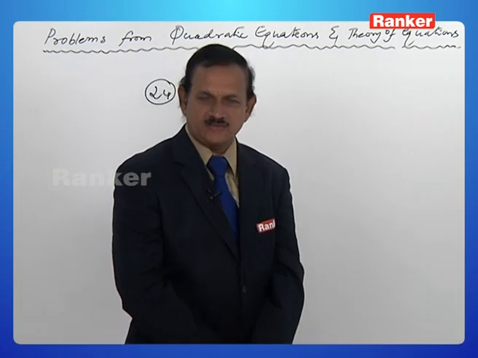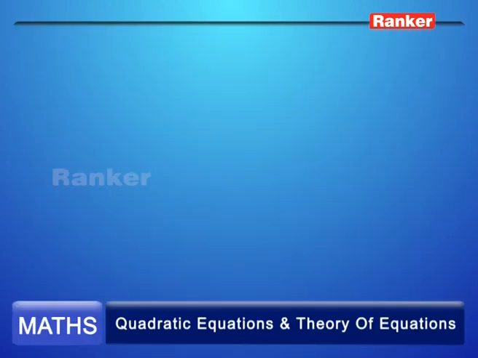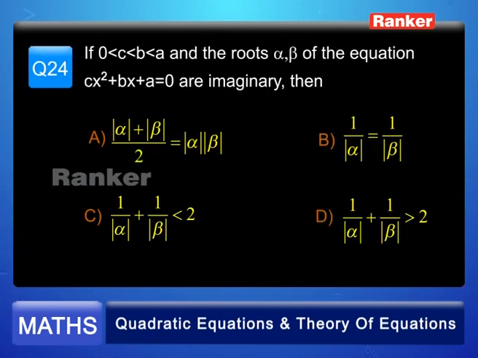The next question, that is the 24th question, is ready for us. In this question, a, b, c are three real numbers such that 0 < c < b < a, and the roots alpha, beta of the equation cx² + bx + a = 0 are imaginary. That is useful information given to us.